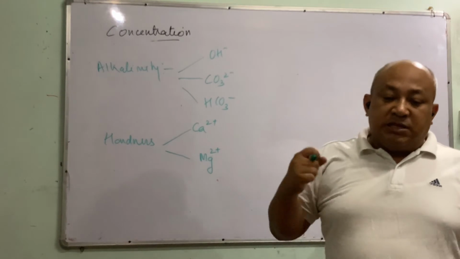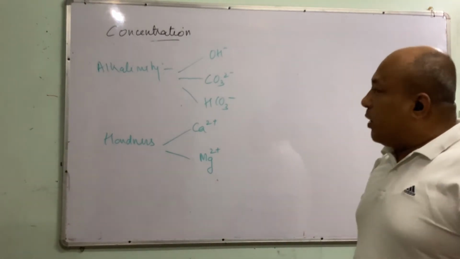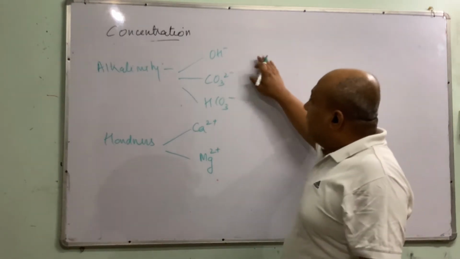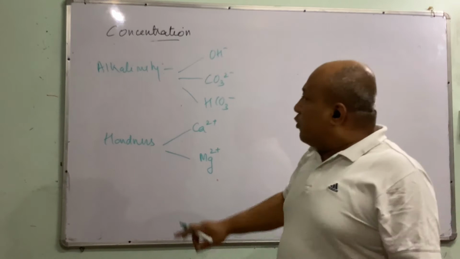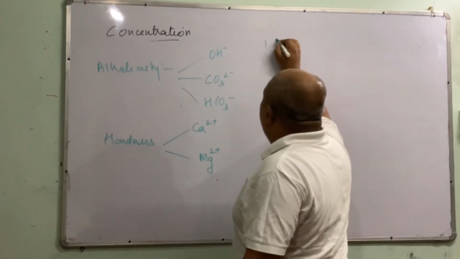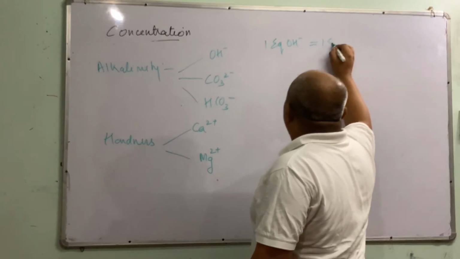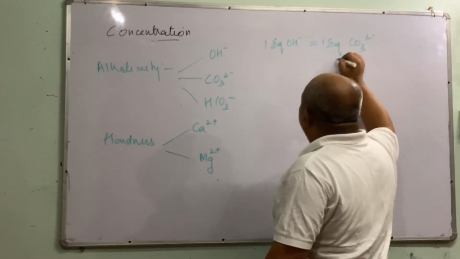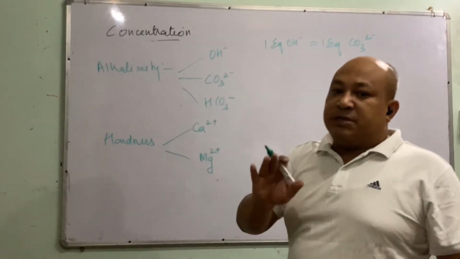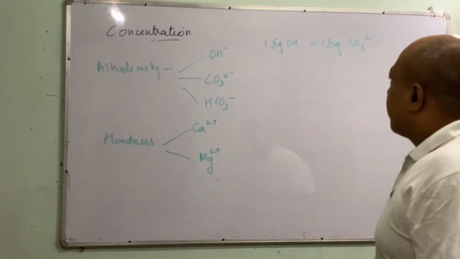And you cannot say the total alkalinity is this much. Okay, so what we do is we convert everything in terms of equivalent. One equivalent of OH will be equal to one equivalent of CO3 2 minus, because equivalent is a generally accepted value, as it contains the same amount of ions.